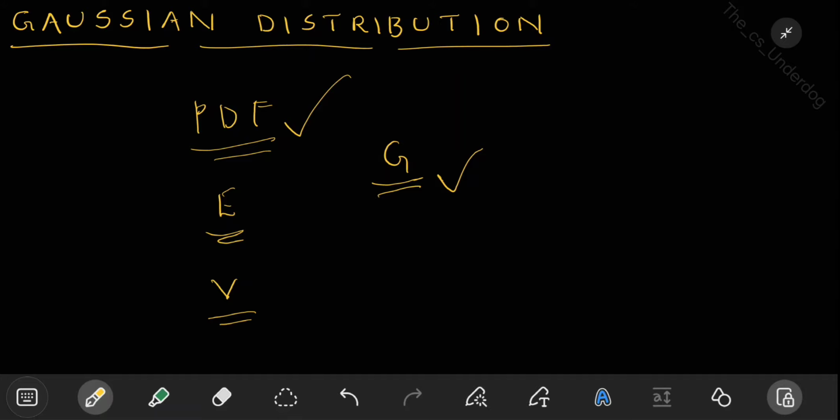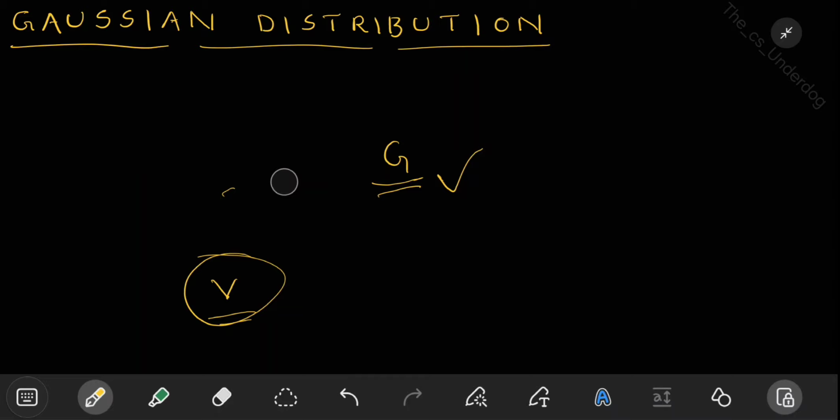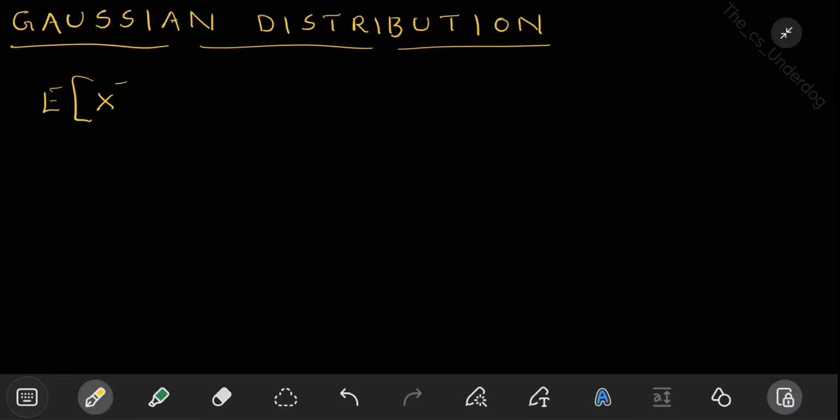The next things are expectation and variance. So let us see how to identify expectation and variance of a Gaussian distribution. Coming to expectation of a Gaussian random variable x. So how do you normally calculate expectation? What is the formula for expectation of a continuous random variable?